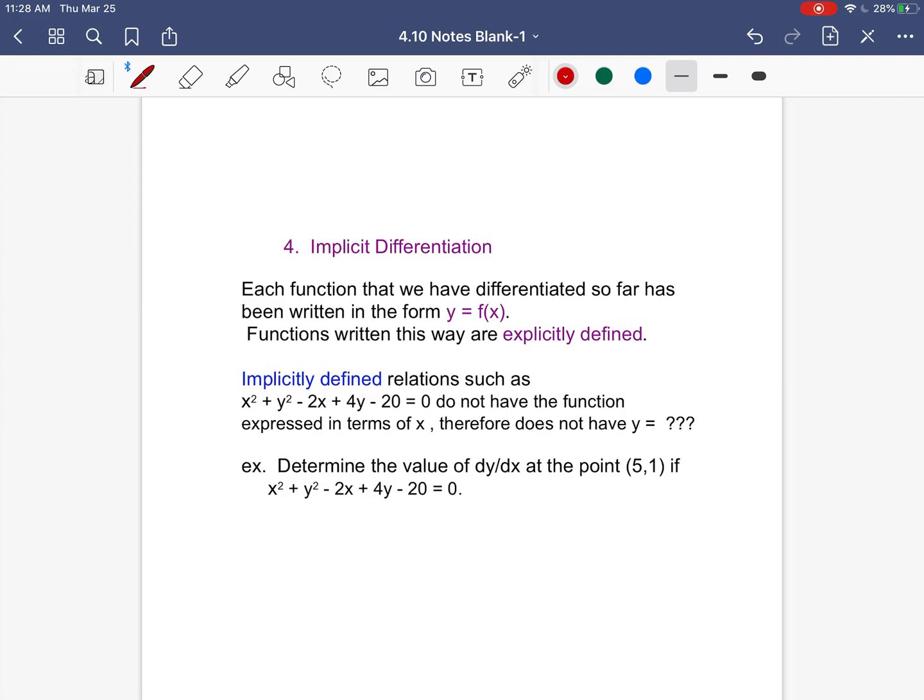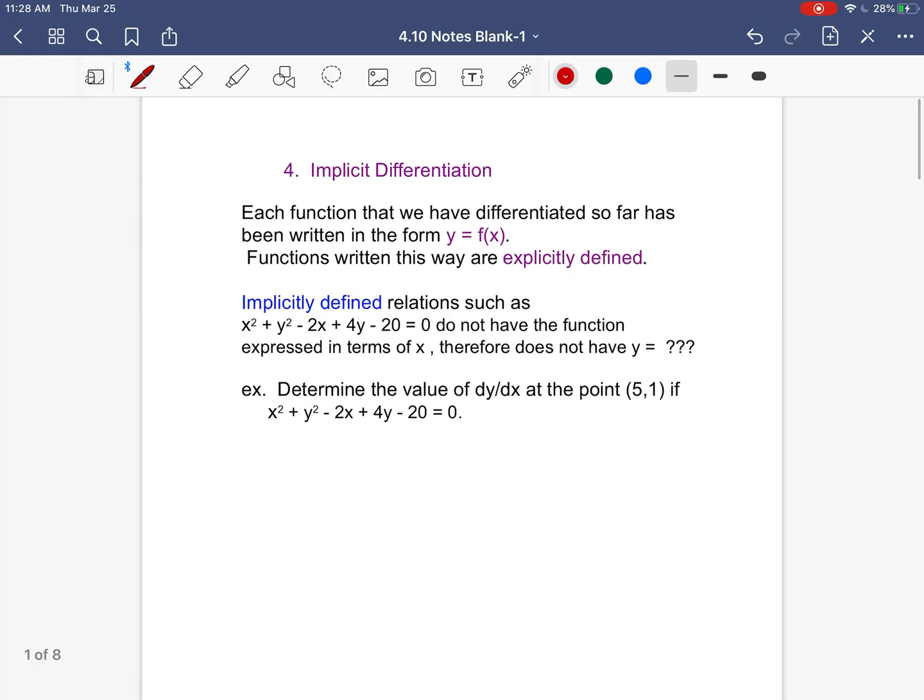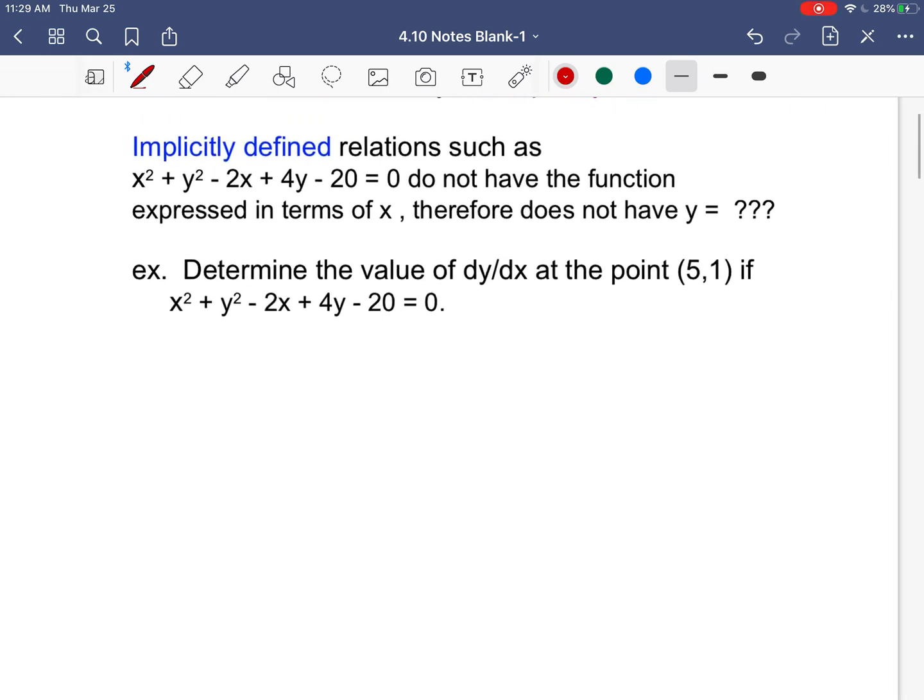Today we're going to be looking at 4.10 Implicit Differentiation. Each function that we have differentiated so far has been written in the form of y is equal to f of x. Functions written in this way are explicitly defined. Implicitly defined relations such as x squared plus y squared minus 2x plus 4y minus 20 equals 0 do not have the function expressed in terms of x, and therefore don't have a y is equal to something.